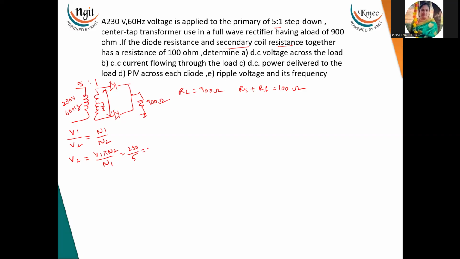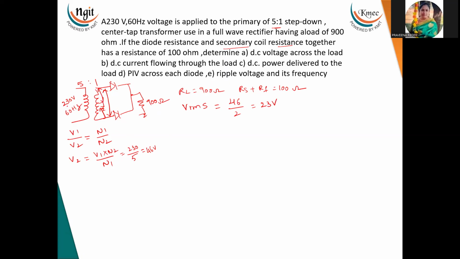With this, we are getting V2. It is the complete voltage of the secondary, that is 46 volts. So this is the 46 volts from here to here. But to calculate all these values, we need this and this. So how will we get that? By dividing by 2. So VRMS at secondary is equal to 46 volts divided by 2. That is nothing but 23 volts.